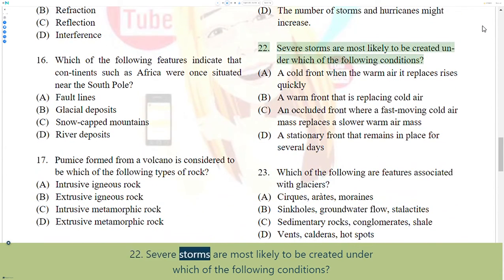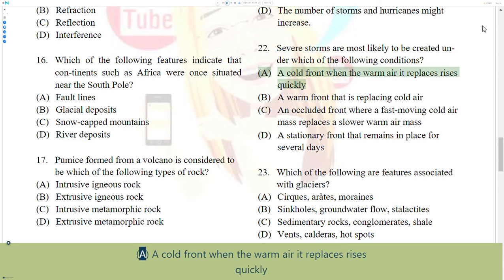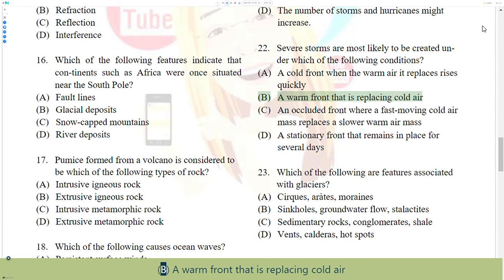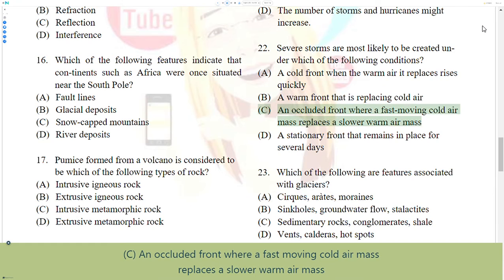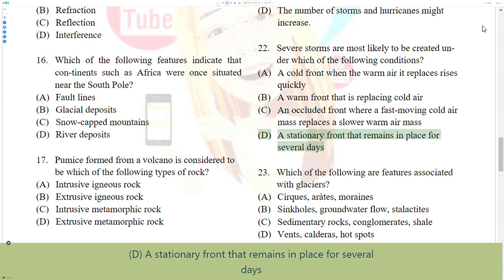22. Severe storms are most likely to be created under which of the following conditions? A. A cold front when the warm air it replaces rises quickly. B. A warm front that is replacing cold air. C. An occluded front where a fast-moving cold air mass replaces a slower warm air mass. D. A stationary front that remains in place for several days.